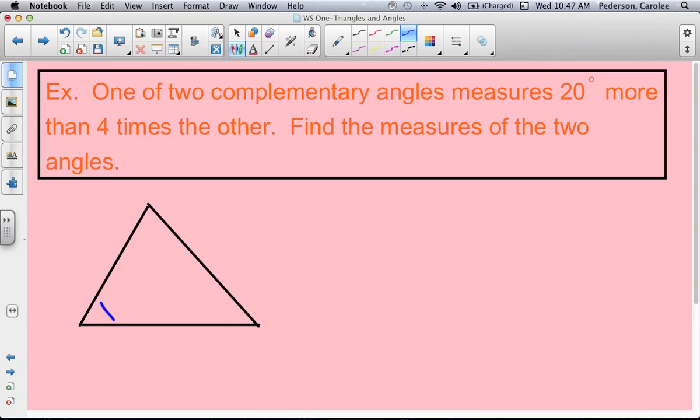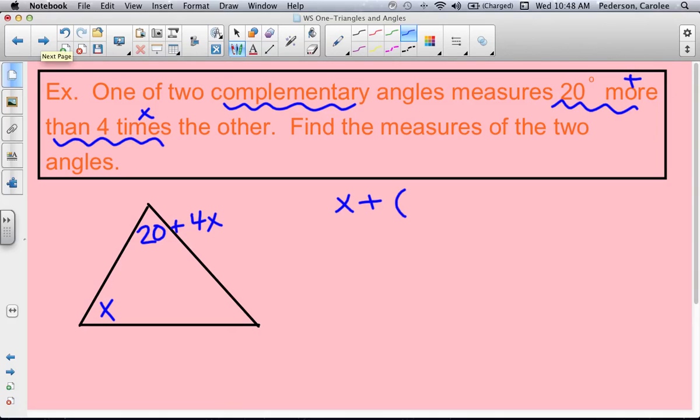Alright, so now I'm going to go ahead and just pick an angle to start with that's one of my complementary angles, and then it says the other complementary angle is 20 more, so more represents plus, then 4 times represents multiplication, than the other. So 20 more than 4 times the other. And the two angles are complements of each other. So the two angles are going to add to 90 degrees. So I take x plus 20 plus 4x. These two angles must add to 90.